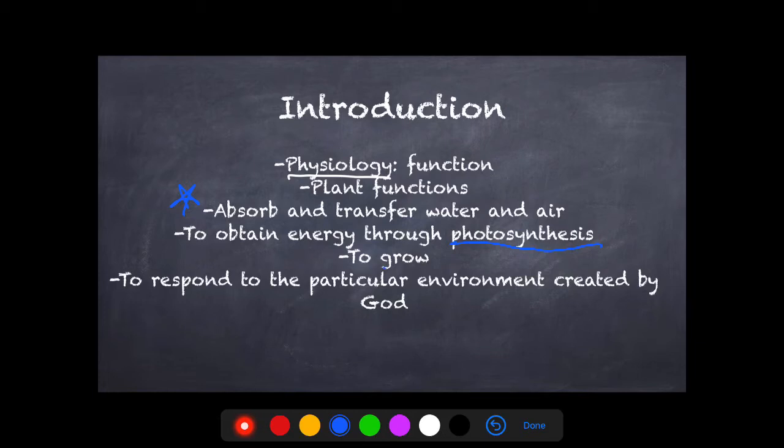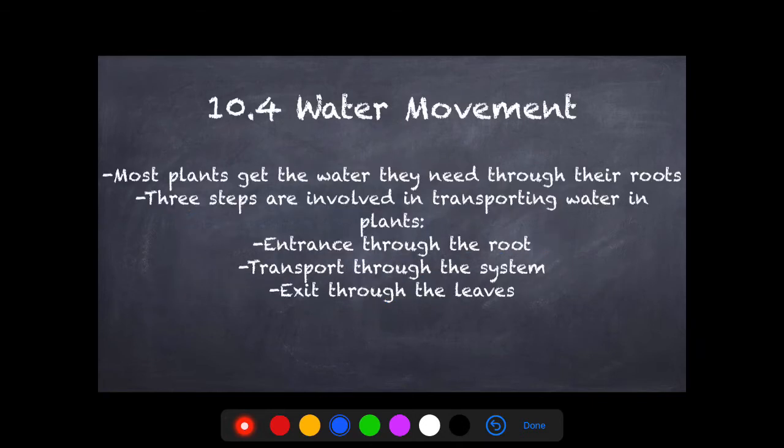Plants also have the ability to grow, and then they also respond to the environment that they're in, especially the environment that God created them to be in. So we'll learn about different characteristics of plants and how they can actually move. You may not know that plants move, but they do. And how do they produce a fruit, and how do they produce flowers and things like that?